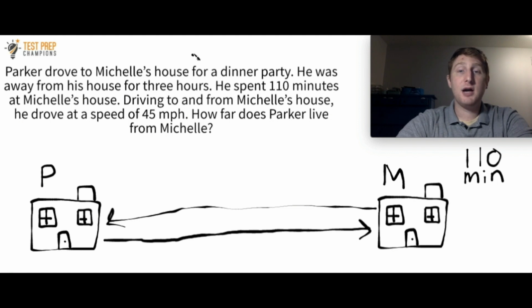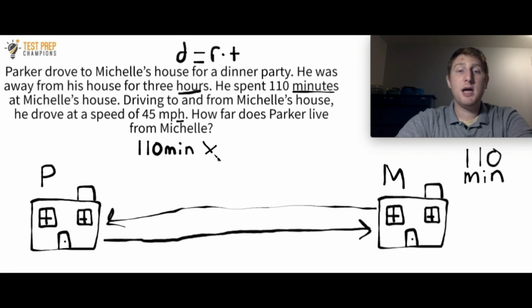And there's a couple different ways to look at this. One way is to think about the distance formula. Distance equals rate times time. But we're not quite ready to use this formula just yet, because what I see here, we've got hours, we've got 45 miles per hour, and 110 minutes. So my first step is to take this 110 minutes and convert it into hours, just so that all of the units are in hours here.